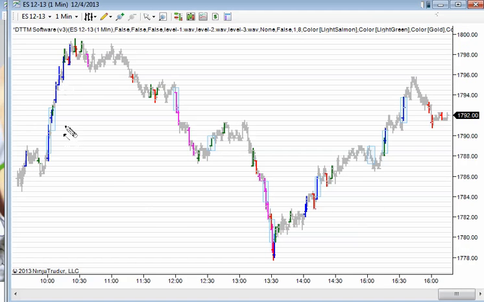Here's the ES. I like to look at the ES on a 1 minute just because it's a little slower of a market. This is a pretty wild day, relatively speaking, for the ES. Similar patterns. Here's some extreme buying that's coming in. You can see, be careful being on the short side there.